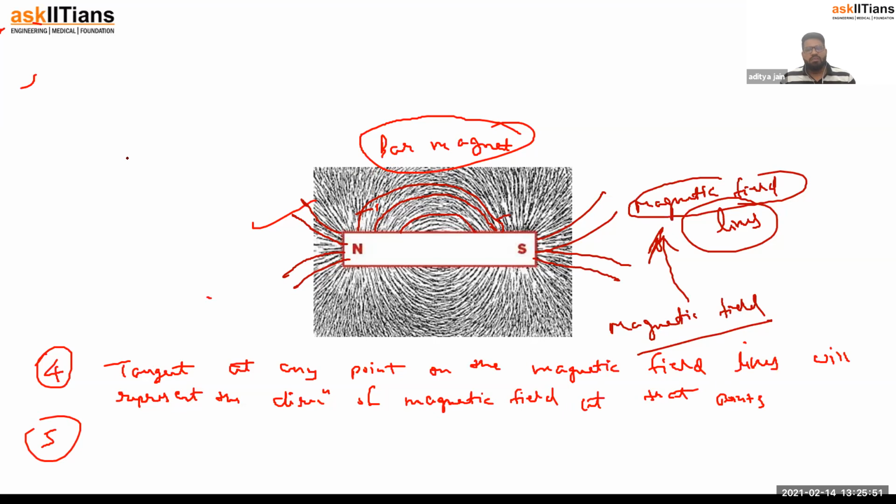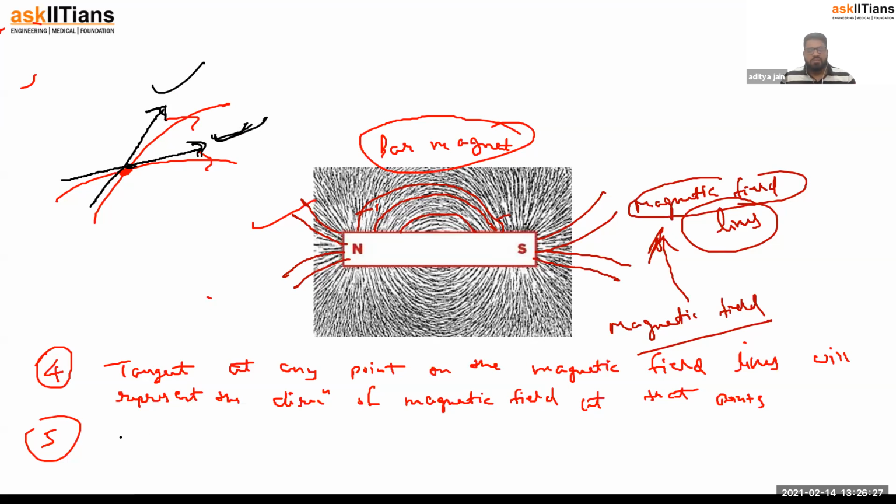Now the fifth property is that two magnetic field lines never intersect each other. Suppose these are two magnetic field lines. If they intersect, there should be two directions of magnetic field. Let's see. First draw a tangent to this path. Now to the second magnetic field line, the tangent will be like this. And you know the tangent shows the direction of magnetic field. So at a single point, there are two directions of magnetic field, which is not practically possible.